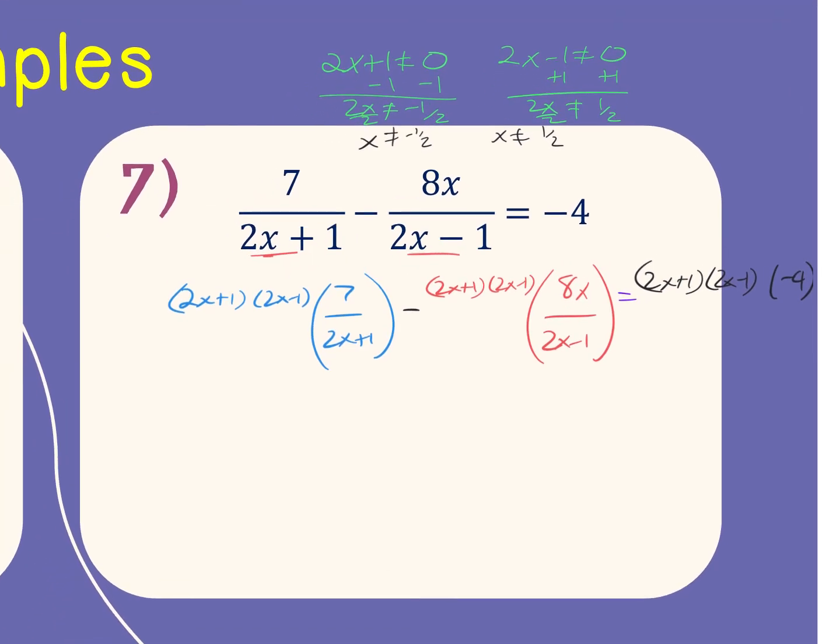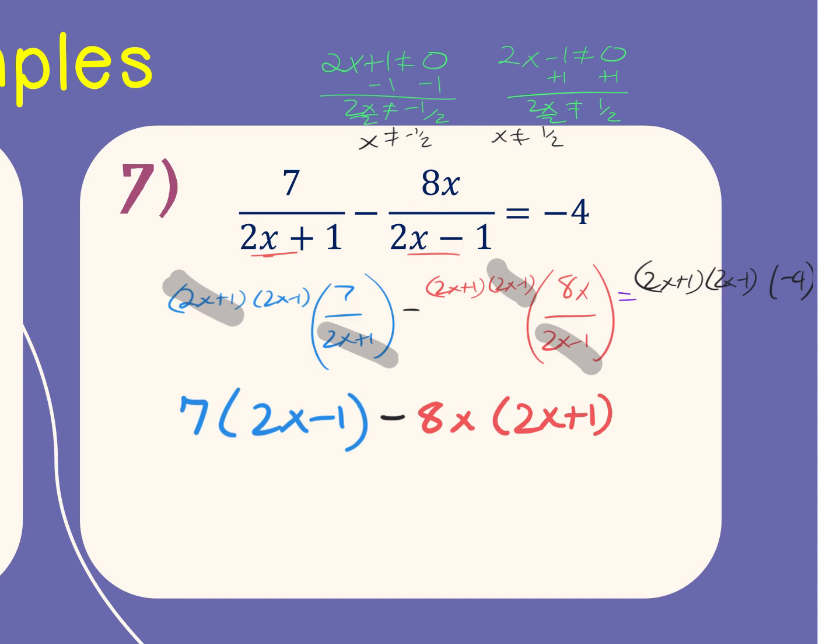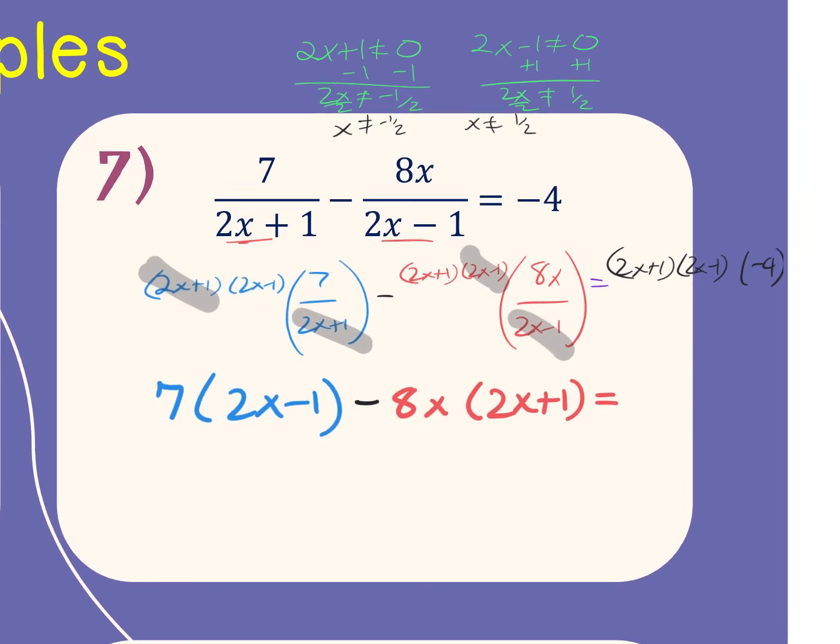Okay, so now for the first one, the blue, notice the 2x plus 1 is going to cancel. So now what I'm going to be doing here is multiplying 7 times 2x minus 1. Then the red, what's going to cancel here is going to be the 2x minus 1. So again, what I need to do is distribute the 8x to the 2x plus 1. Now, for the answer here, I need to multiply these three things.